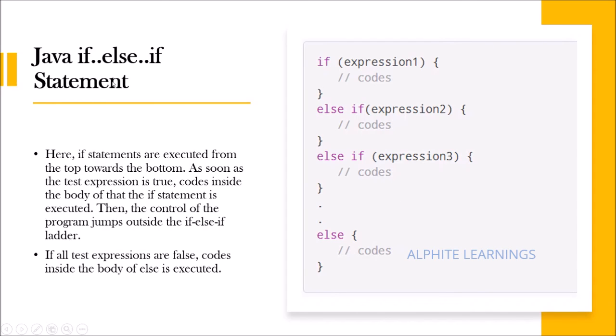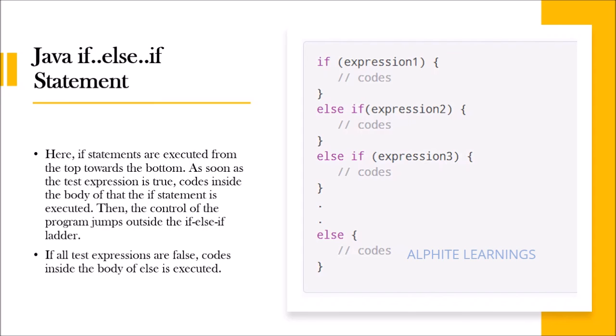So next is the if else if. This is called the if else ladder. So you know what a ladder is, right? You have steps, you have multiple steps, right? That kind of multiple conditions you can check here. This is the example I have given now.